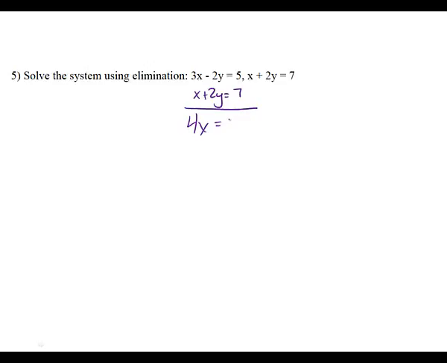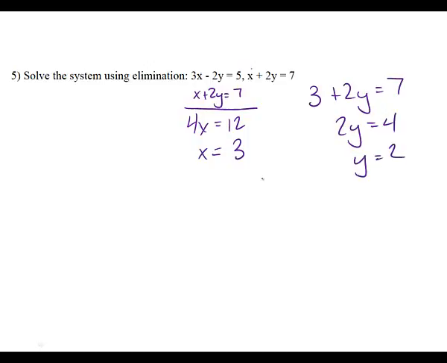What's 7 plus 5? 12. X equals what? 3. Do you want to substitute into the 3x equation or the x equation? X equation. All right, so 3 plus 2y equals 7. 2y equals? 4. Good. Y equals 2. And then rewrite your answer, 3, 2. All right, we good with 5?